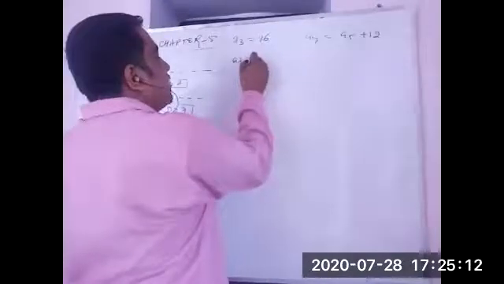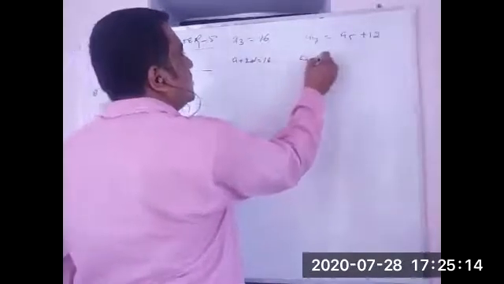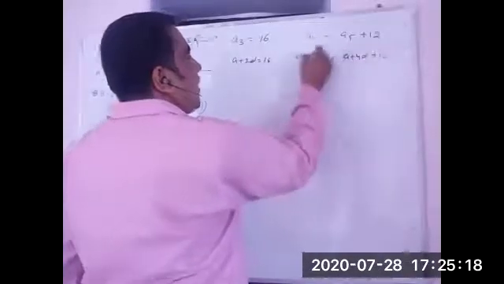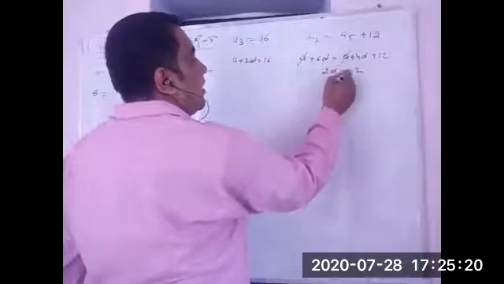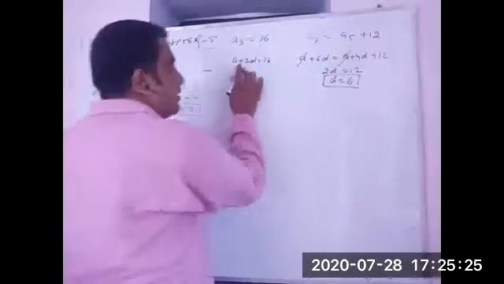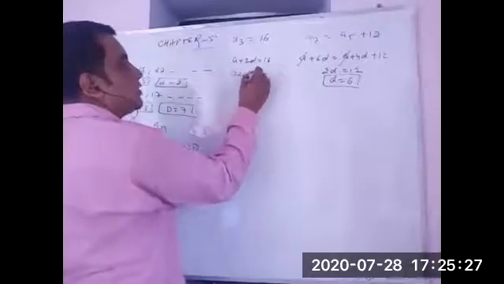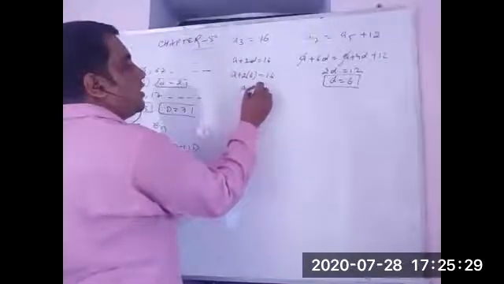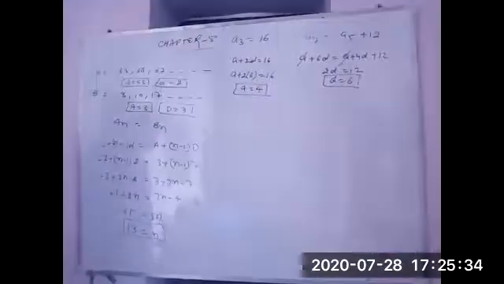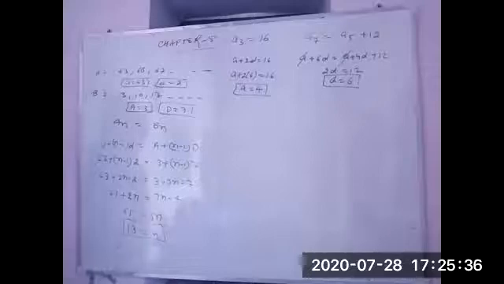A plus 2D equal to 16. A plus 6D equal to A plus 4D plus 12. A and A cancel, 2D equal to 12 and D equal to 6. Put the value of D here. A plus 2 into 6 equal to 16, so A equal to 4. We got the values of A and D. Now we need to calculate the AP.